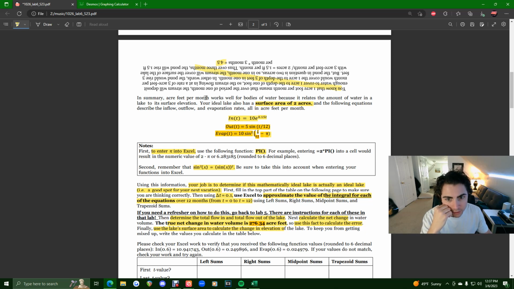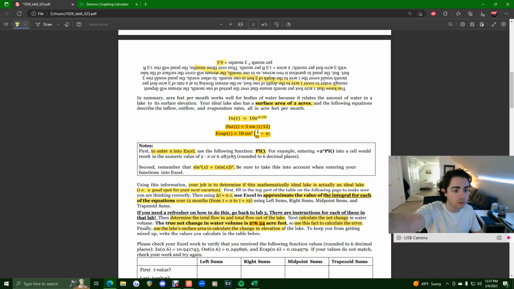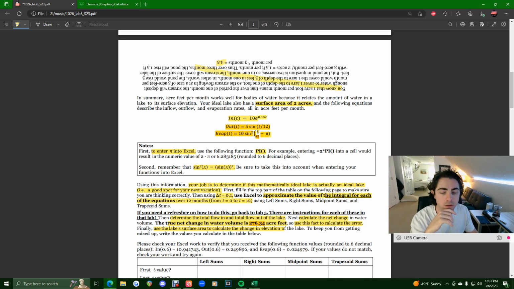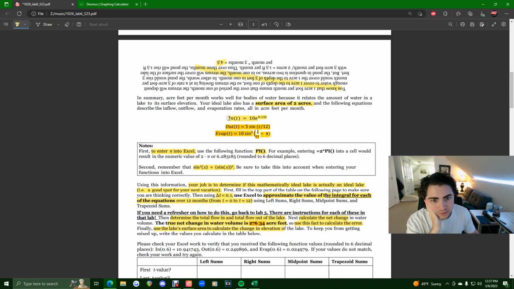All right, so now dealing with the Excel stuff, your ideal lake also has a surface area of 2 acres. So we'll keep that in mind eventually going forward. There we go. So they give us functions for the in, the out, and the evaporation. So the in is the water flowing in, and then the out and the evaporation is all the water that's flowing out essentially. So there's out and evaporation.